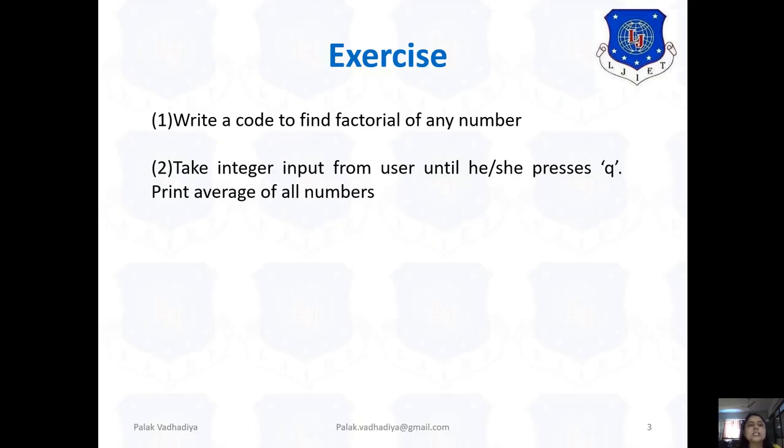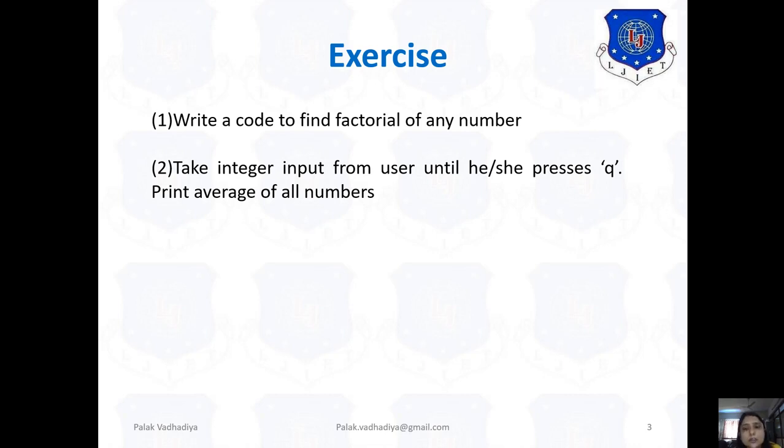Now the second is, you take the integer input from the user until he or she presses the Q, and then print the average of all numbers. That means in this code, your program is continuously asking to enter the number. For example, if you enter 2, again it will ask, please enter the number. Again you enter 2, again it will ask. This process continues until you press the Q.